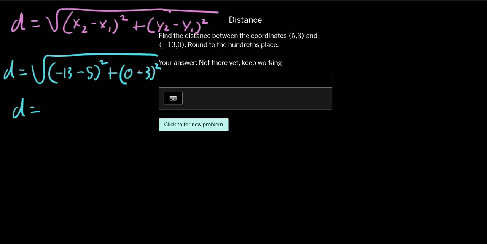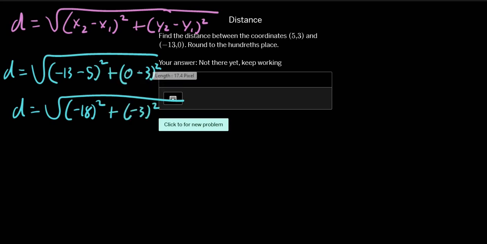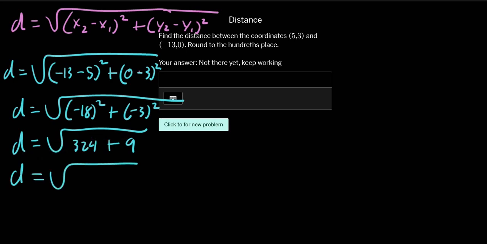So d is equal to negative 13 minus 5 is negative 18 squared, plus 0 minus 3 is negative 3 squared. Notice that I'm keeping the parentheses around it. Never, ever drop the parentheses until you've actually done the squaring. So negative 18, when you go to square it, is 324. And because I kept the parentheses, it is positive, because squaring something, even if it's negative, always results in positive. Plus, negative 3 squared is 9. So distance is equal to the square root of 324 plus 9, which is 333.